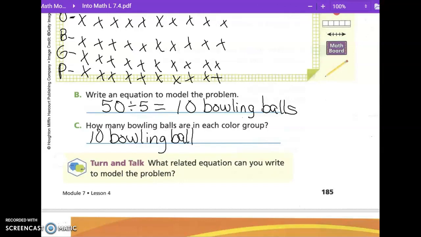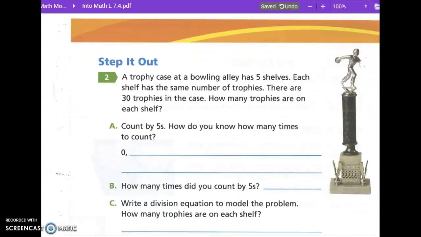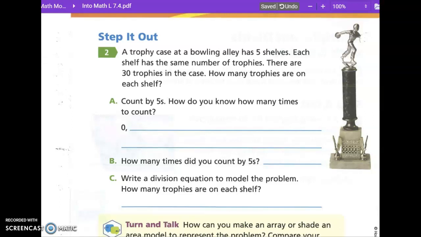All right, please go ahead and flip your paper over. Go on to page 186. We're going to come with a new problem. It says a trophy case at a bowling alley has 5 shelves. Each shelf has the same number of trophies. There are 30 trophies in the case. How many trophies are on each shelf?